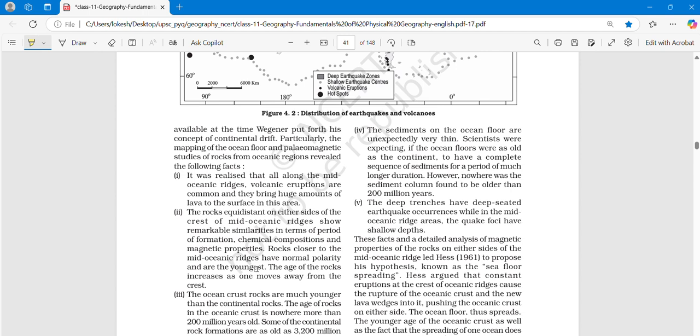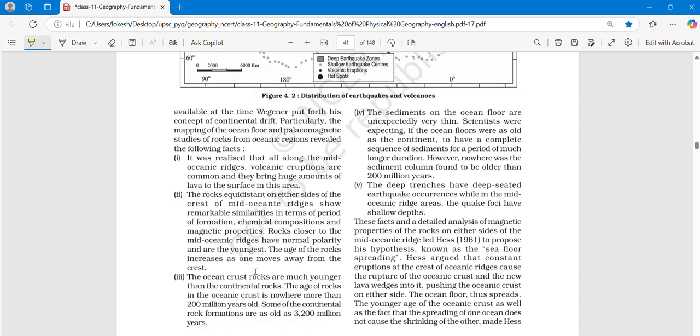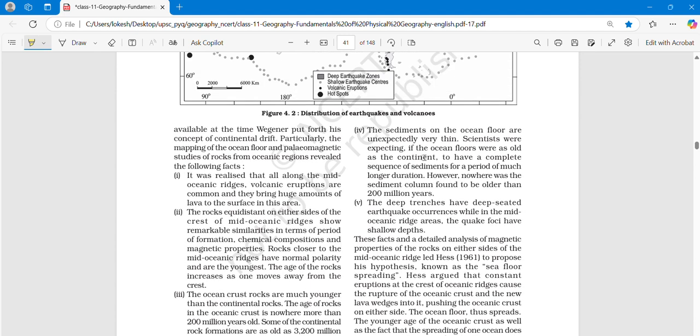Oceanic crust rocks are much younger than the continental rocks. The age of rocks in the oceanic crust is no more than 200 million years. Some of the continental rocks are more than 3,200 million years old, over 3 billion years. Sediments on the ocean floor are unexpectedly very thin. Scientists were expecting the oceanic floors to be as old as the continents. So many facts.